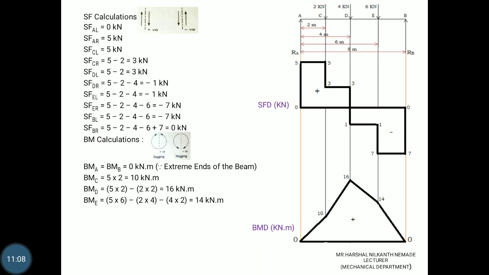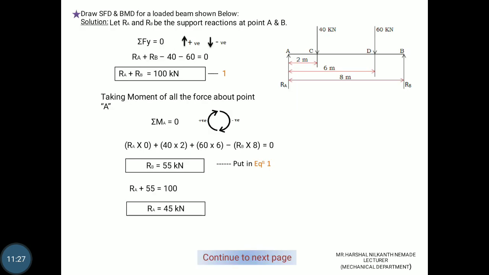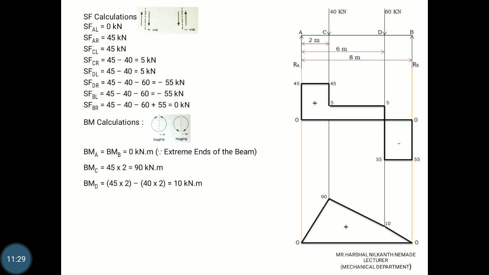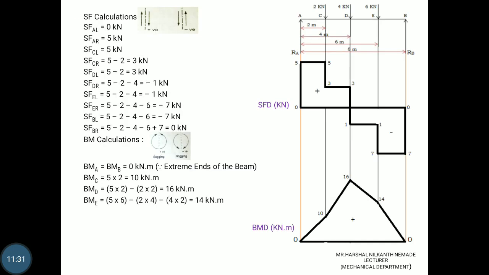From minus 1 kilonewton again I will go to the right hand side. I will make a horizontal line to the right hand side, and it will be minus 1 kilonewton at E point. From E point only, ER it will be minus 7. So I will take one straight line from minus 1 to minus 7.